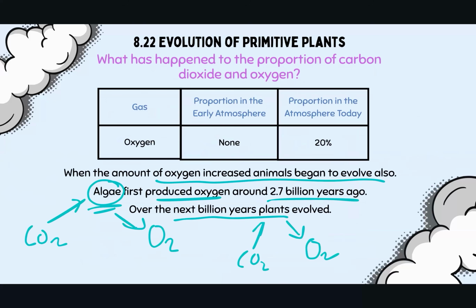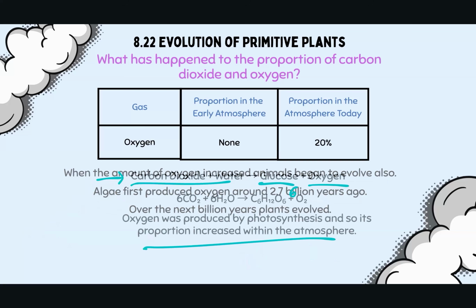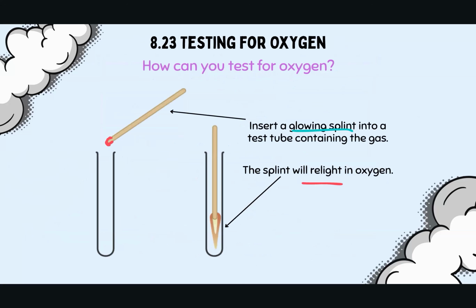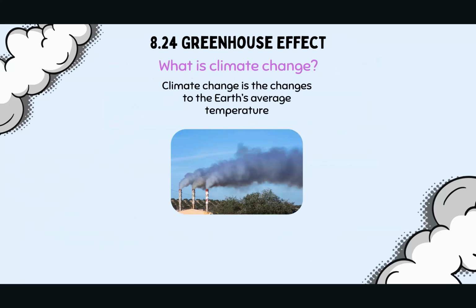Then, because there was lots of carbon dioxide in the water, things like algae and plants evolved. They took in the carbon dioxide and released oxygen. So carbon dioxide levels decreased massively. The carbon dioxide was decreased because the plants and algae photosynthesized. It got locked in rocks and in fossil fuels. And then you need to know the test for oxygen.